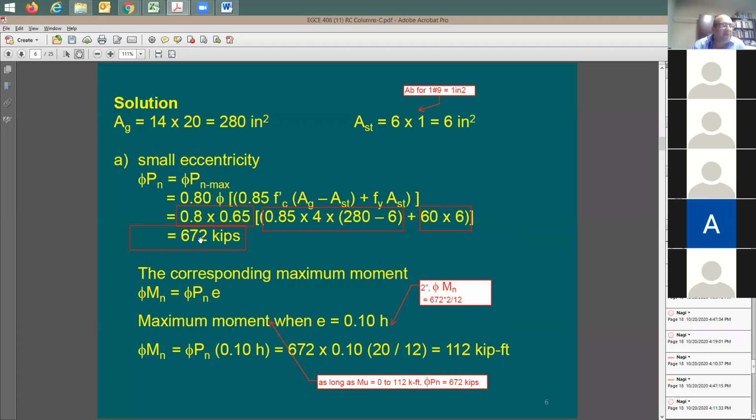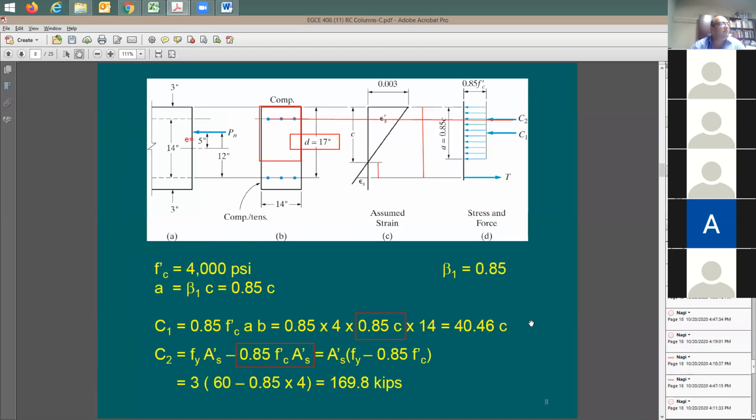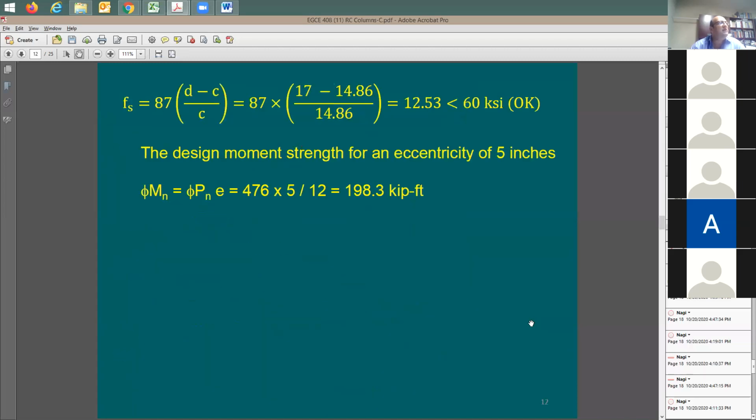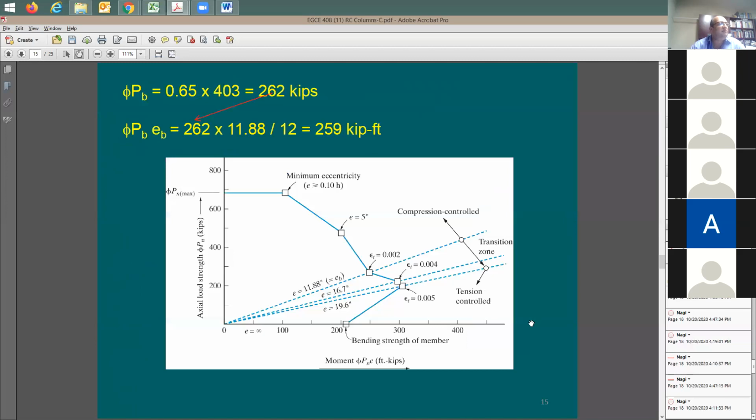And the amount of moment that goes with it for the small eccentricity, when you have the maximum moment, is going to be equal to 10% eccentricity multiplied by this axial load. And we say it's going to be 112 kip-foot. So where is this point here? 672 and 112. Let's move forward and look at the interaction diagram and try to understand where this happens.